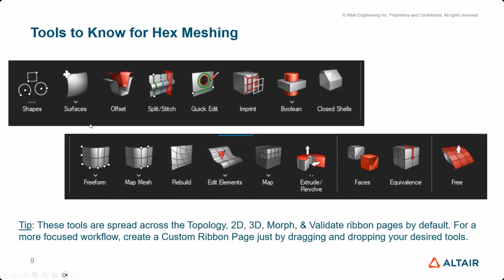So speaking of tools, these are my weapons of choice when it comes to hex meshing. These are spread out across several different ribbons by default, but as you'll see when we get to the demo, I have all of these packaged on a custom ribbon that's my hex meshing workflow, so I don't have to bounce back and forth a whole lot, and I can go from tool to tool without changing ribbons and stay more focused. If you haven't played around with that, it's super easy.